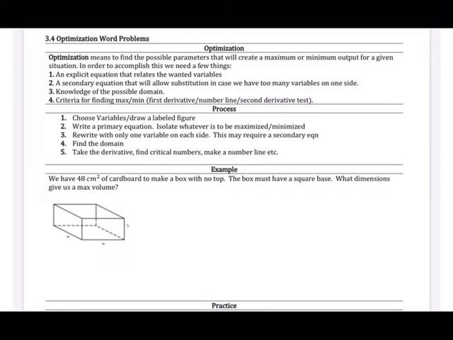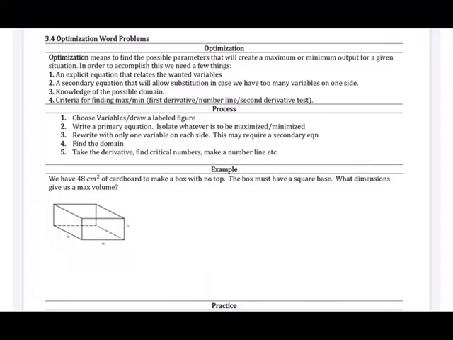In order to do this, we need to know an explicit equation that relates the variables. We need a secondary equation that will allow substitution in case we have too many variables on one side. We need to always be thinking about the domain of a particular problem. We're not going to talk about negative side lengths of a box or things like that. You just need to make sure you're paying attention to the domain in the context of what we're talking about.